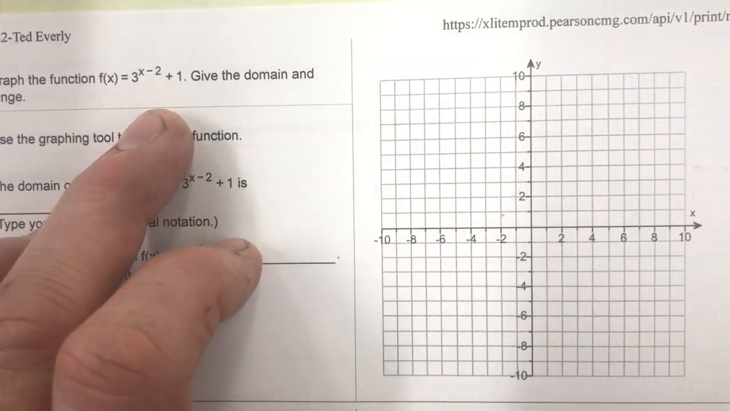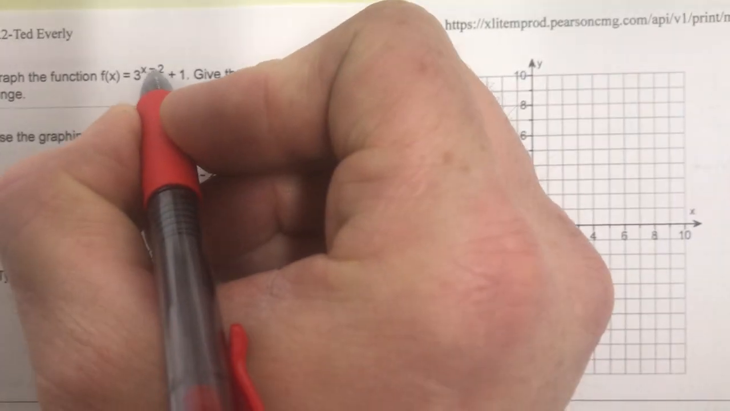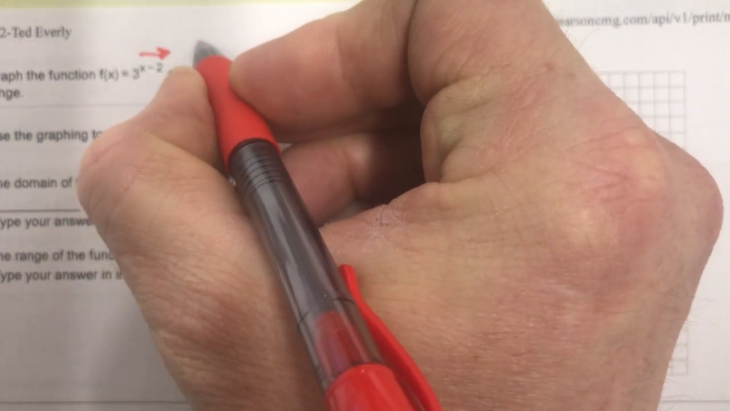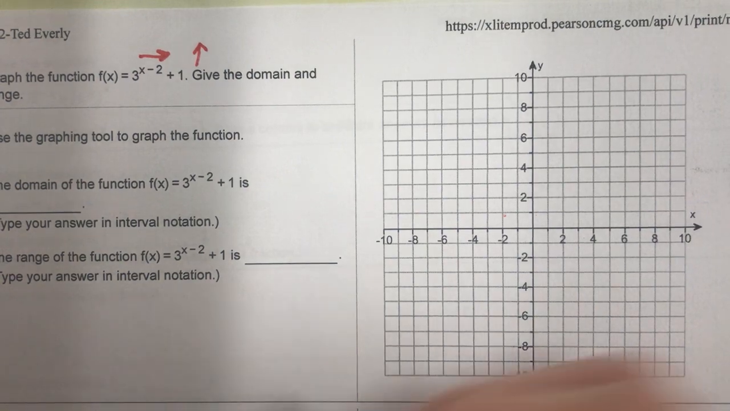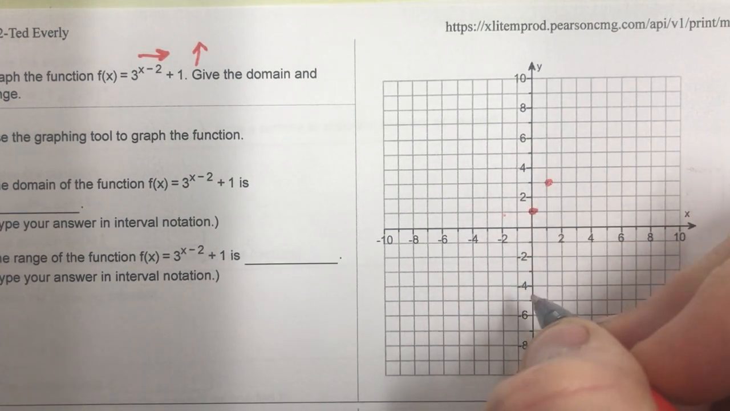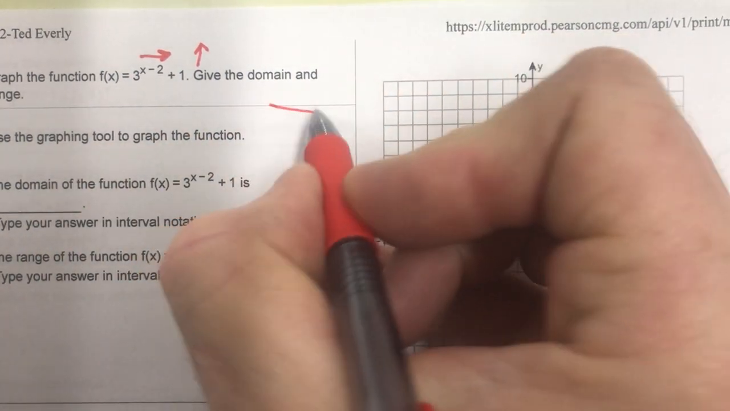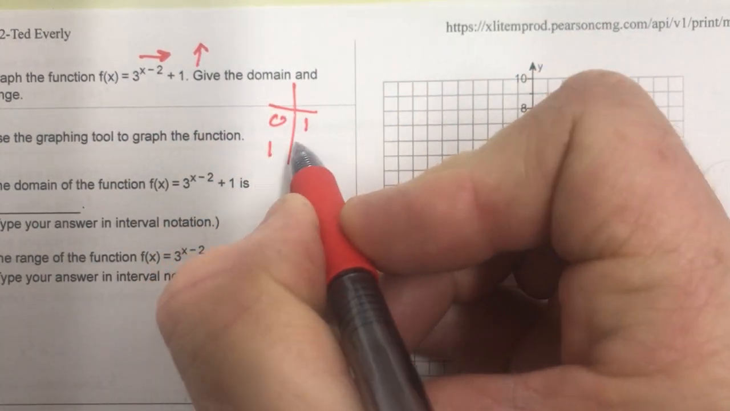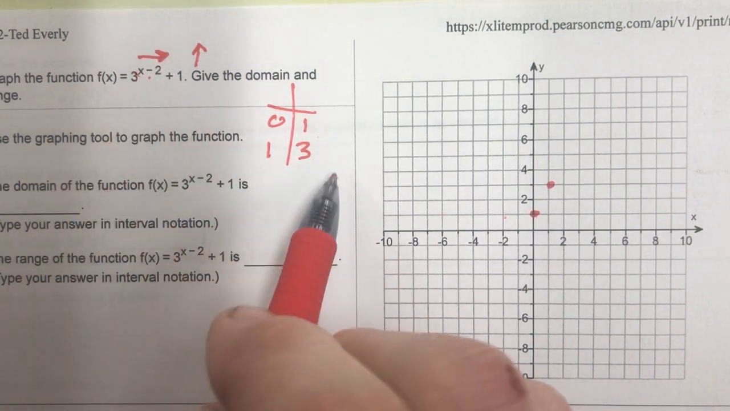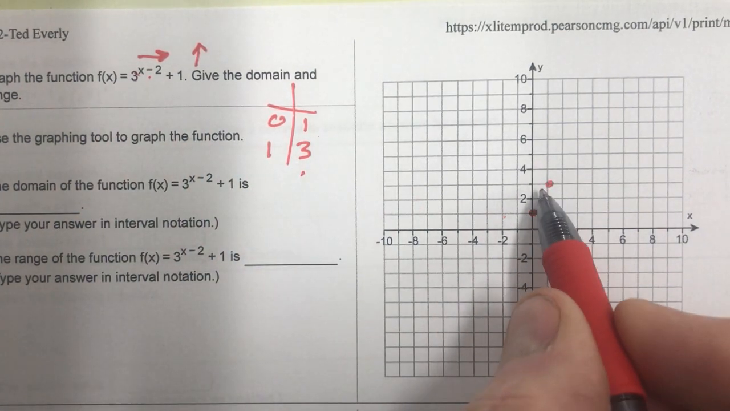All right, graph this one. So now here we got this minus 2 is making it go 2 to the right, and this plus 1 is going to make it go up 1. So normally my 2 points for this would be here and here, because, again, (0, 1) and (1, 3). 3 to the 0 power is 1, 3 to the 1 power would be 3. So there's where these points normally would be.